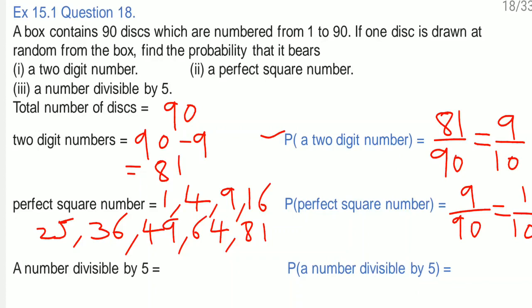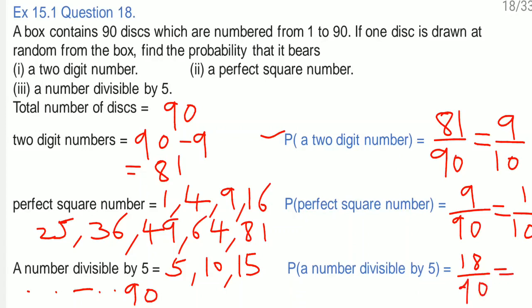Now the next one, a number divisible by 5. So I will write down 5's table then. 5 ones are 5, 5 twos are 10, 5 threes are 15. This way I will keep on doing till 90. So 18 fives are 90. It means that there are 18 numbers which are divisible by 5. So the probability will be what? 18 by 90, which is equal to, after cancelling this way, 18 ones are 18 and 18 fives are 90.